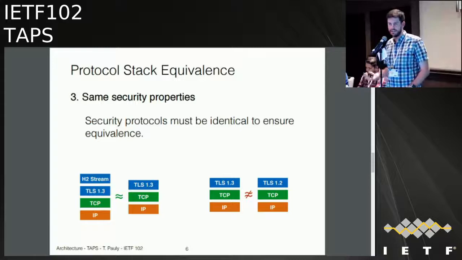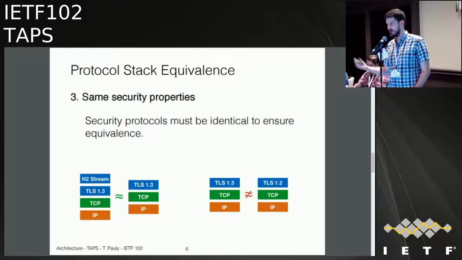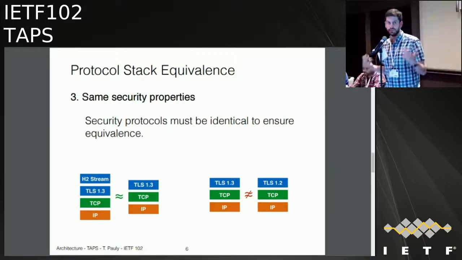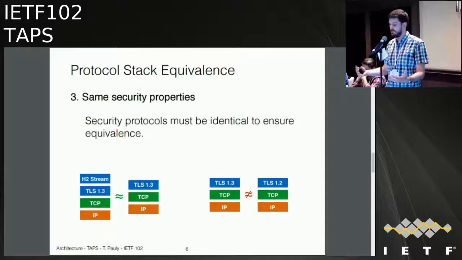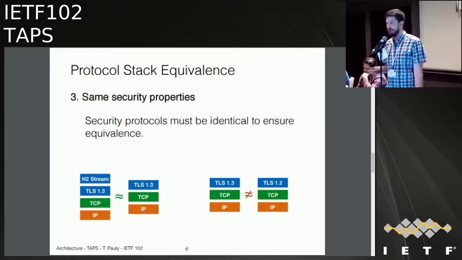Where we landed on this, to be safe, is to say that you really have to have identical security protocols to ensure the equivalence. So you can have different stacks that both include TLS 1.3, for example. I could be running an H2 stream as my transport stream, or I could just be using a TLS stream directly. But if they're using the same version of TLS and the transport stacks otherwise offer me the same transport services, that should be okay. However, if I have even the same TLS protocol but a different version, then that should probably not be considered to be fully equivalent.